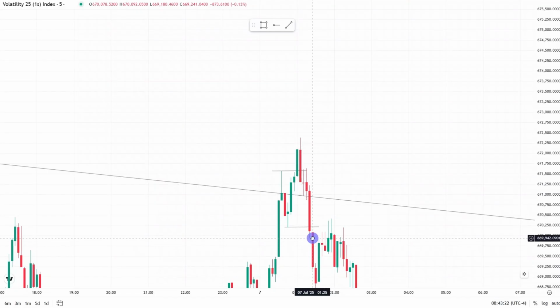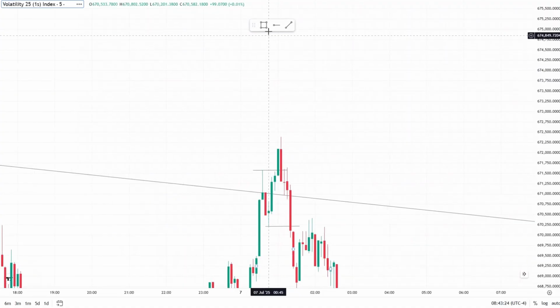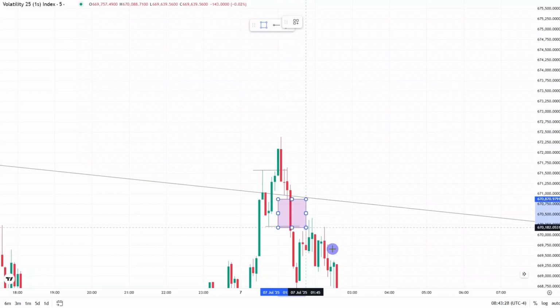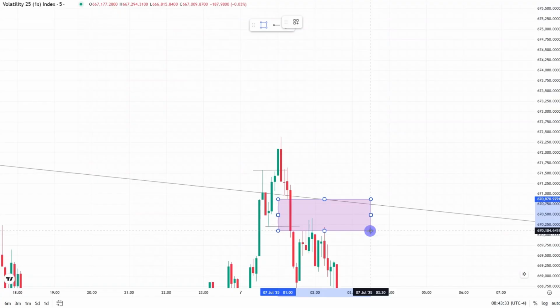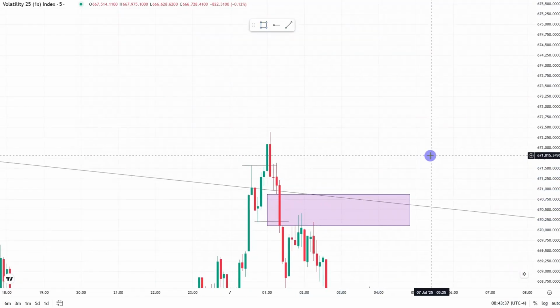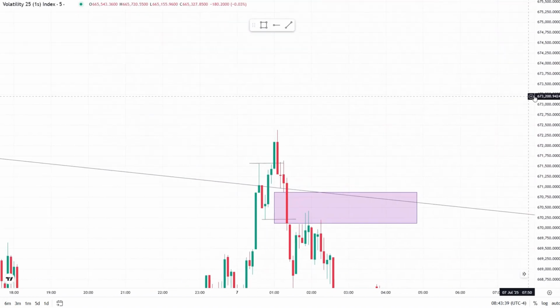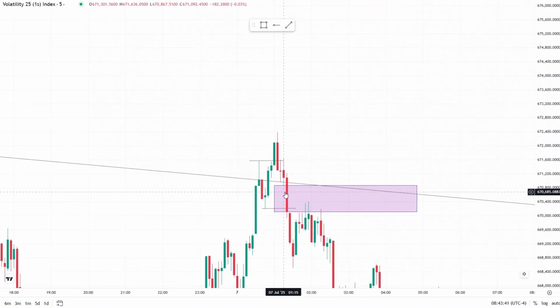But after that, it broke. This is what we want to see. And then notice how we got that gap right there, that fair value gap. Notice how we got it there. Okay, I'm just gonna put it here. It's fine. So notice how we got that gap right there, and then price came back to it, right?